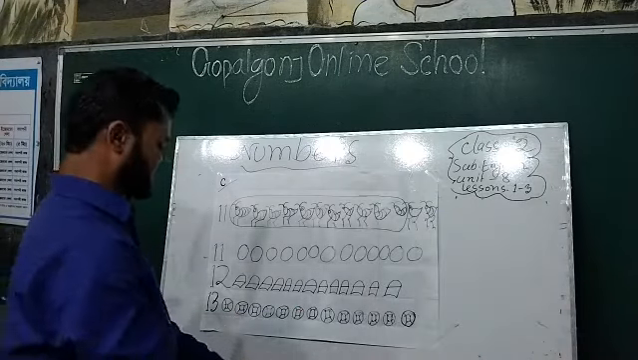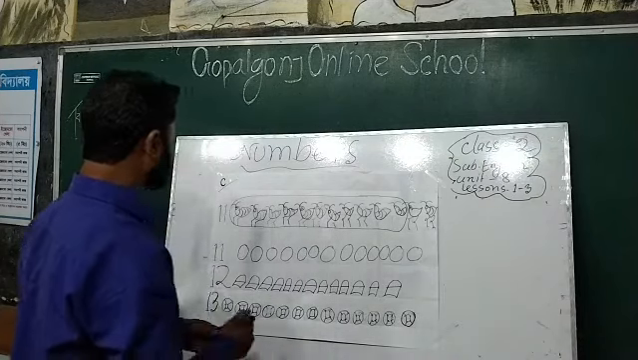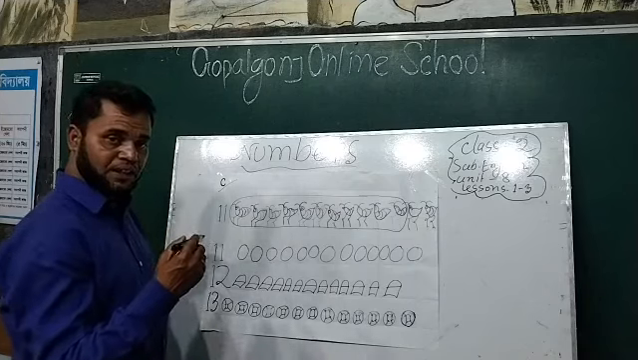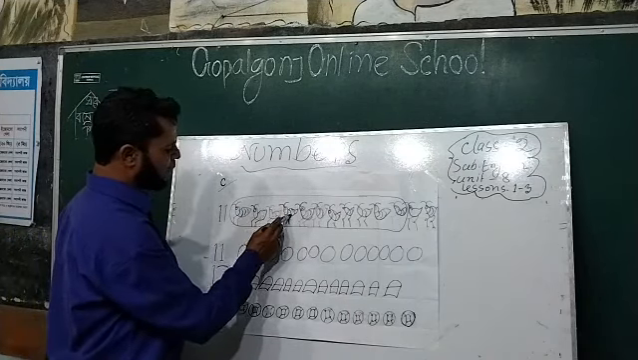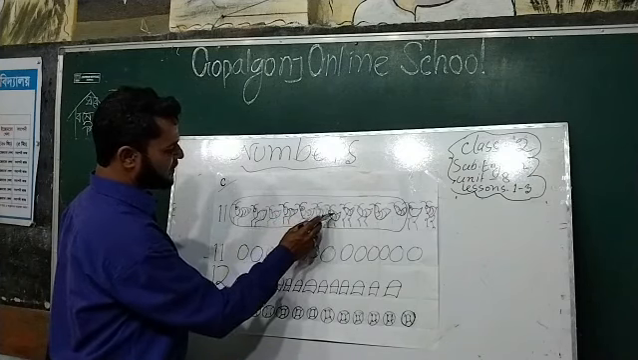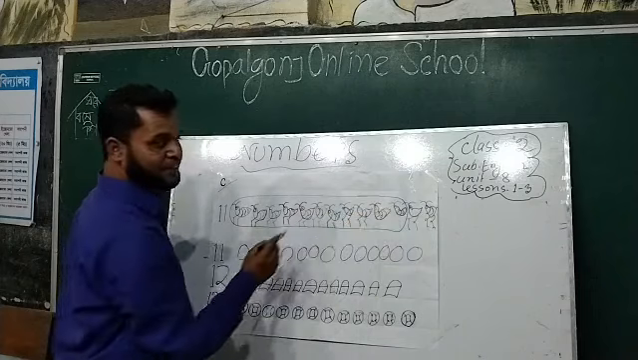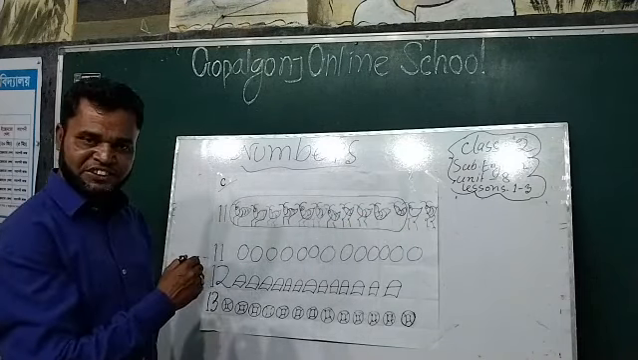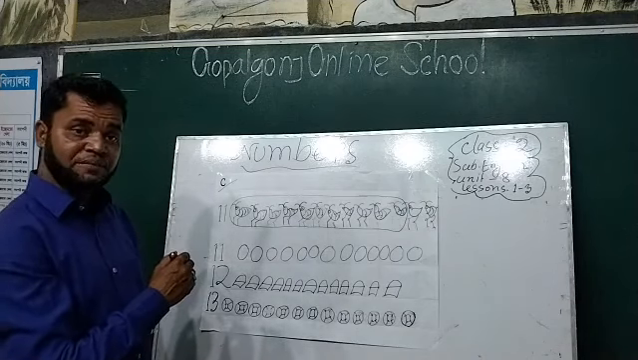So dear students, have a look here. Let's count some ants. 1, 2, 3, 4, 5, 6, 7, 8, 9, 10, 11. How many ants in this box? Yes, 11 ants.